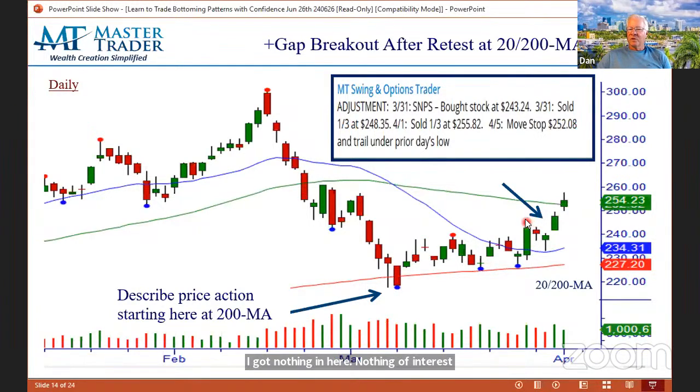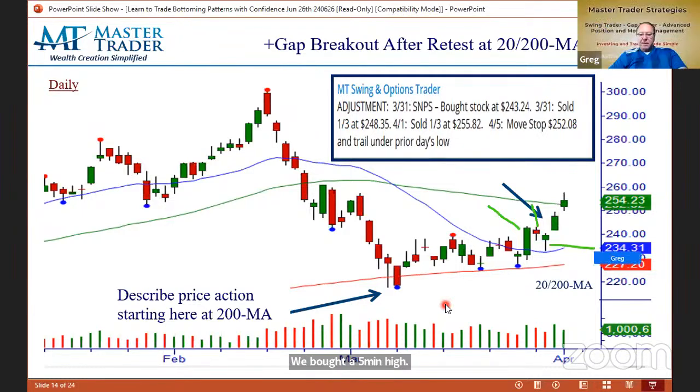Wide range closing breakout. There's my 1, 2, 3, 4. Nice little gap the next day. We bought a 5-minute high. Stop under the low. Just remember, the 1 is the big bar. The 2 is the resting bar. The 3 has to break the inside of the resting bar and retrace back up again.